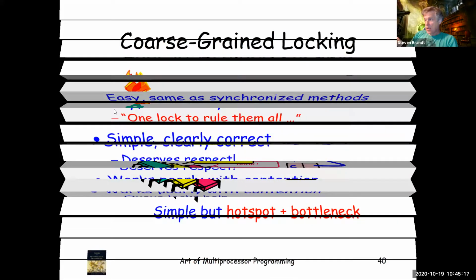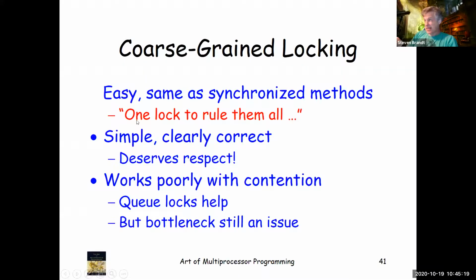So coarse-grained locking is easy. We have one lock to rule them all, and it's simple, and it's clearly correct. And that's a thing that deserves respect. Very often, if you're implementing some more complex code, you want to put something that's simple, clearly correct, and inefficient in to start with, just so you have some ground truth and you know what you're doing. Unfortunately, this simple, clearly correct method works poorly with contention. Queue locks can help, but the bottleneck is still there.